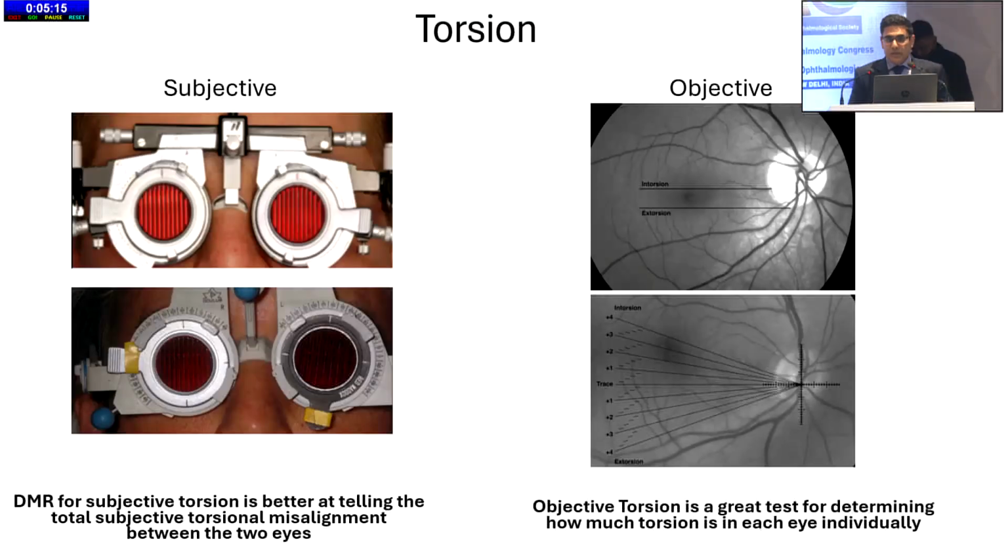Torsion: we've all been taught in our residencies to check torsion, but I always like to check it both by subjective as well as by objective measures, because both of them give us different information. The subjective actually gives us the total torsional misalignment between the two eyes, whereas the objective gives us the individual torsional misalignment of each eye irrespectively.